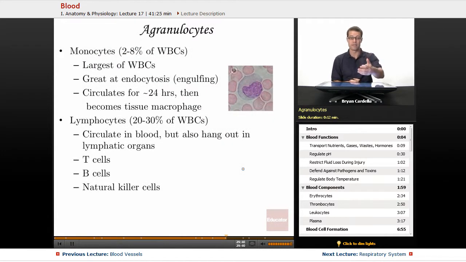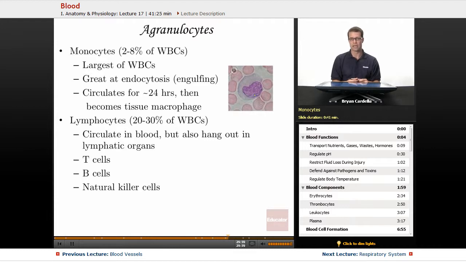Agranulocytes are the opposite, meaning they don't have those granules. They don't have as many dots in them. Monocytes are one type of agranulocyte. That's about 2 to 8% of white blood cells, just depending. They are the largest white blood cells. They are large compared to the others.